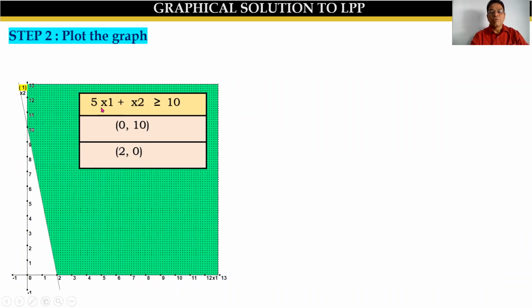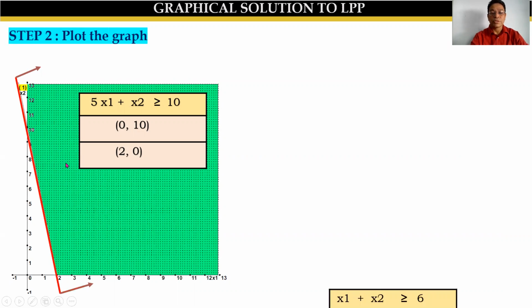See now, 5x1 plus x2 is greater than or equal to 10. Greater than or equal to 10 means it will not lie in this region. Had it been less than or equal to 10, then this region would have been shaded. Since it is greater than or equal to 10, it will move away from the origin. And this is the feasible region, which is shaded by the green color.